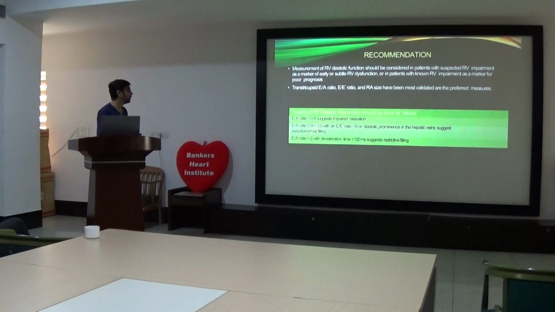E/A ratio of 0.8 to less than 2 with an E/E prime ratio more than 6 and diastolic prominence in the hepatic vein suggests pseudo-normal filling. And if it is more than 2, that's restrictive type of filling, but the deceleration time is less than 120 milliseconds.